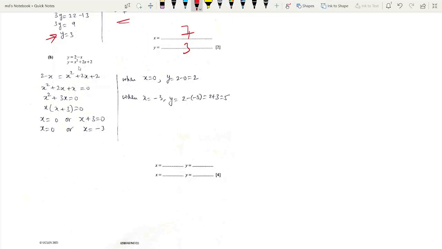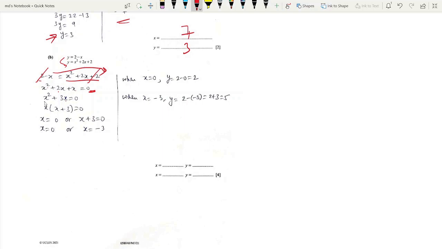y equals 2 minus x, y equals x squared plus 2x plus 2. Just put this y here, which is 2 minus x, and this is x squared plus 2x plus 2. x squared will be here, 2x will be here. This 2 and this 2 I have cancelled, and minus x we can shift to right side, which will be plus x, and this side nothing, which is 0. And this is x squared plus 3x.